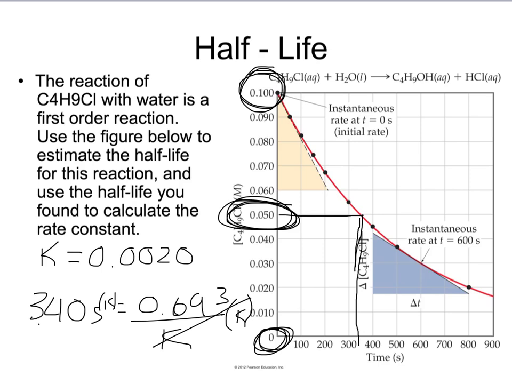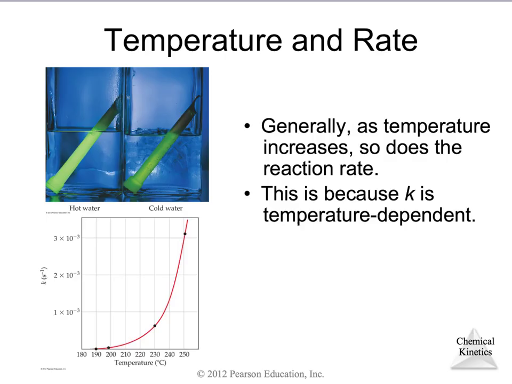So that means this should be a per second, or seconds to the -1. So we could have written it like that, or you could have written it 0.0020 per second. Either one works out just fine.